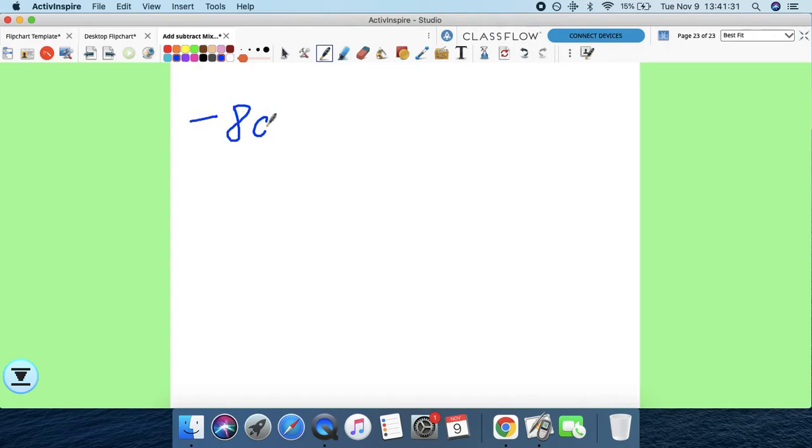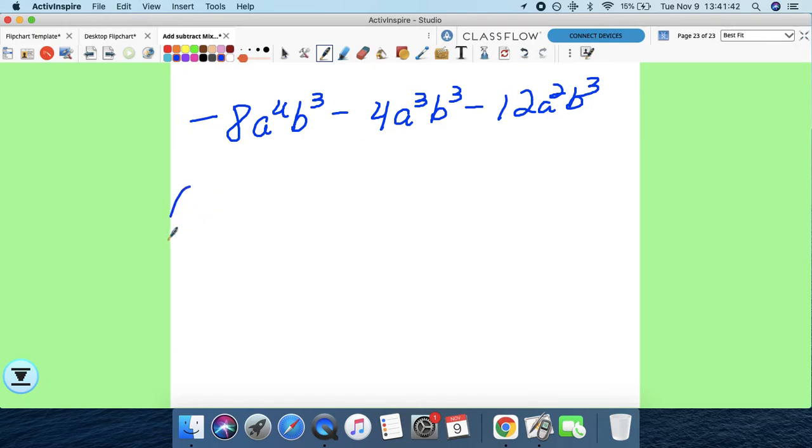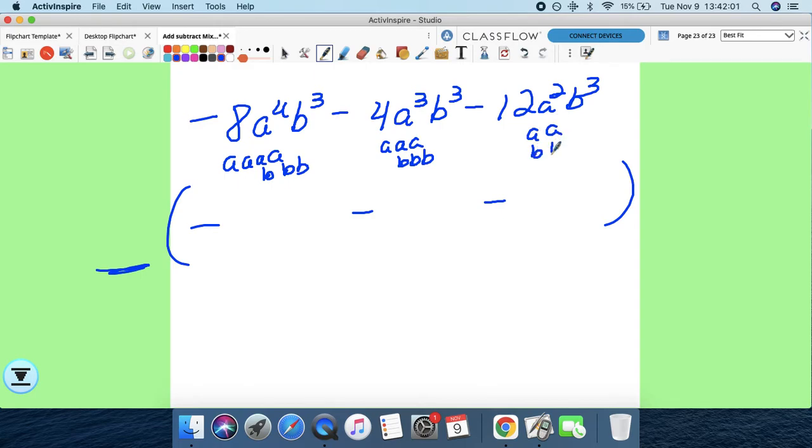Negative 8a^4b^3 minus 4a^3b^3 minus 12a^2b^3. Like I said, I prefer to leave the signs the same inside parentheses, and so I'm going to take a factor that's positive. Oh, let me write the a's. So I forgot. 1, 2, 3, 4. 1, 2, 3. 1, 2, 3. 1, 2, 3. I mean, you don't have to do this. If you want, you can. It helps.